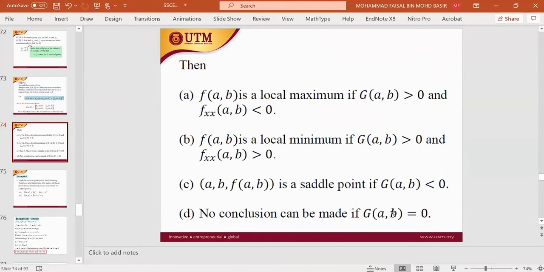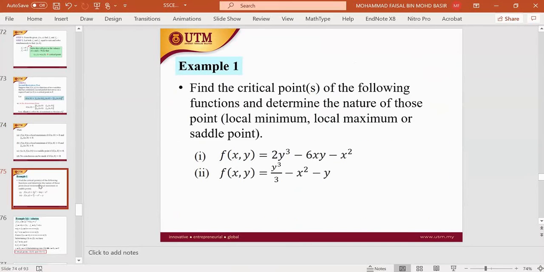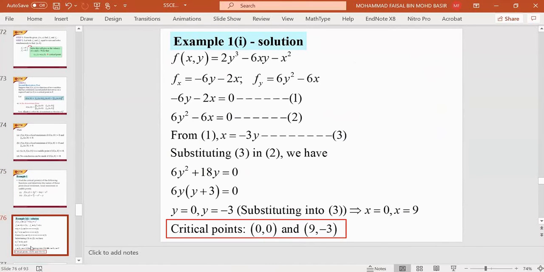So don't worry, we will make sure the question will not have that. Okay? But if you find something like this, straight away you can see no conclusion, which means the test fails. Okay? There's some breaking point there. So we have these 2 points.